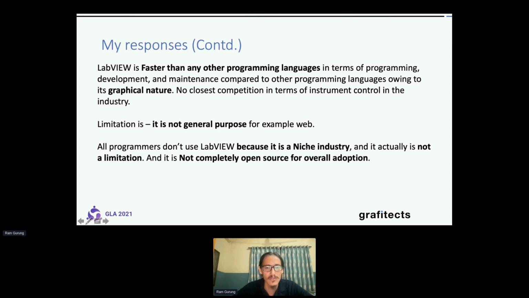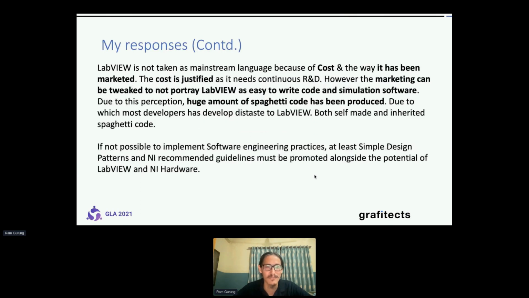And again, like the niche industry, this is completely a thing, and it is not completely open source for overall adoption. But I don't think this is a limitation for the niche industry, because for example, compare some car with a Ferrari. Okay, but I'm just giving a very short answer because of the limitation.